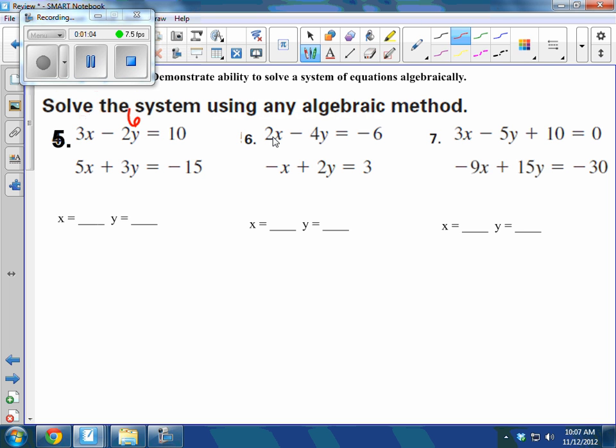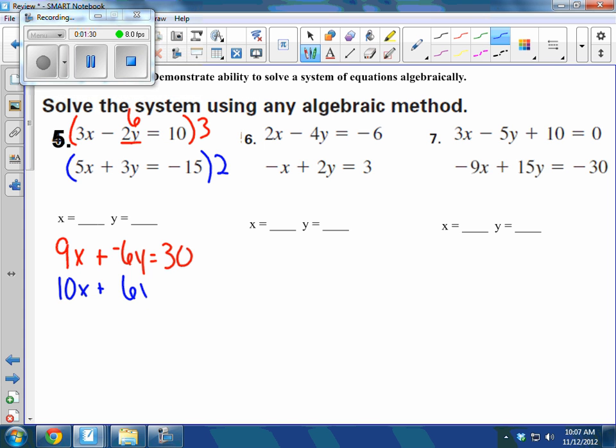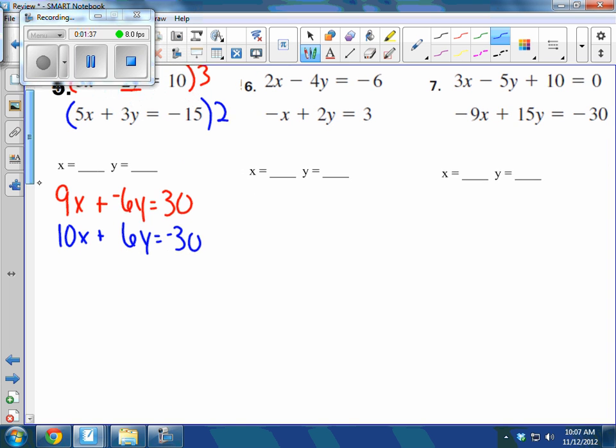So on my top equation, I'll be taking everything times 3 because 3 times 2 gets me the negative 6y that I want. So I'm going to go ahead and do that. So there's 3x times 3. Here's negative 2y times 3. And then 10 times 3. And then on the second equation, I'm going to take everything times 2. And so 5x becomes 10x, 3y becomes 6y, and negative 15 becomes negative 30. So I'm going to go ahead and add them up.